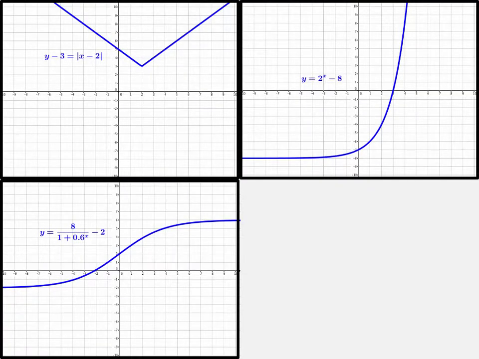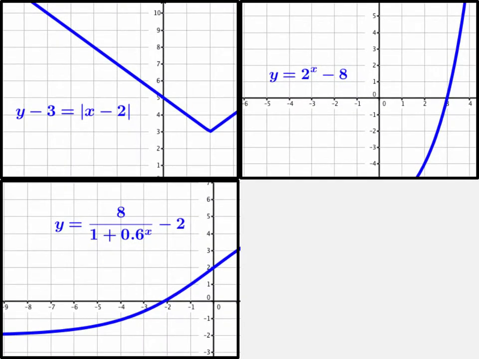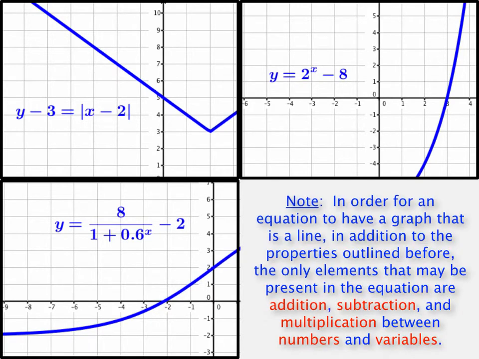Here are three last examples of equations whose graphs are obviously not lines. And when we compare these to the equations of graphs that were lines, we say, well, what's different about them? And in these three equations, I think there's just something kind of crazy going on. One has an absolute value, one's got a variable in the exponent, the other's got a variable in the exponent that's already in the denominator. So our last observation is just, in order for an equation to have a graph that is a line, in addition to the properties outlined before, the only elements that may be in the equation are just addition, subtraction, and multiplication between numbers and variables.